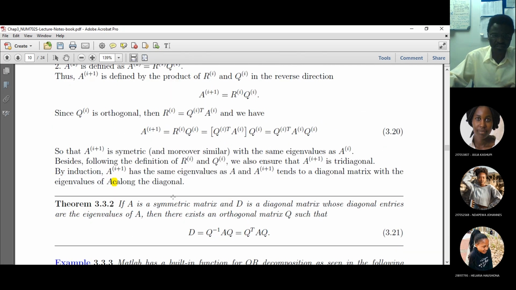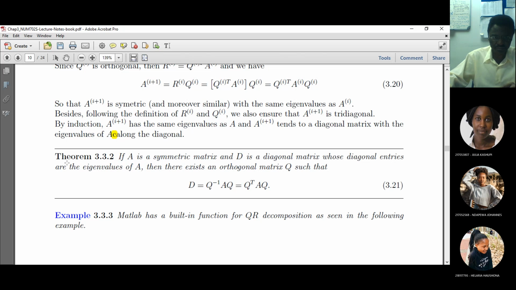But look at this theorem, which you know from linear algebra. If A is a symmetric matrix and D a diagonal matrix, then we can find an orthogonal matrix Q such that the diagonal matrix can be written as Q transpose AQ. Yeah, so in linear algebra, this is where we stop. We did not use the transpose. Just stop here.